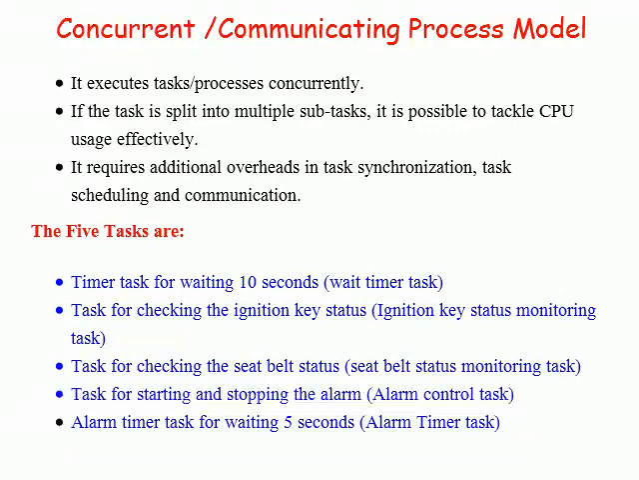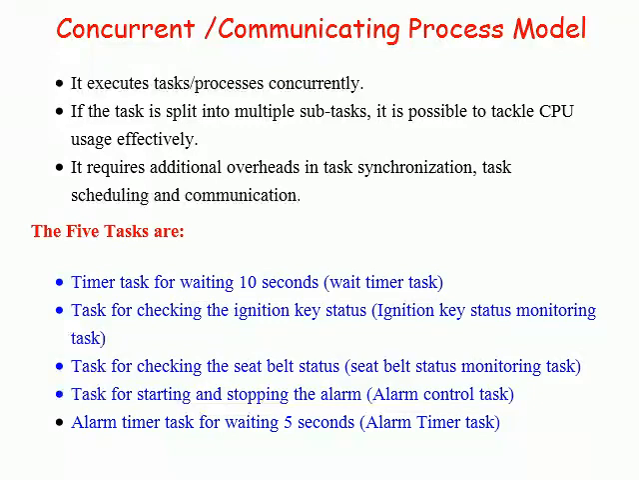If we divide the task into multiple subtasks, it is possible to tackle the CPU usage effectively when the subtask under execution goes to wait or sleep mode by switching it to the task execution back. However, concurrent processing model requires additional overheads in task scheduling, task synchronization, and communication. As an example for the concurrent processing model, let us examine how we can implement the seat belt warning system in concurrent processing model. So we can split the tasks into following.